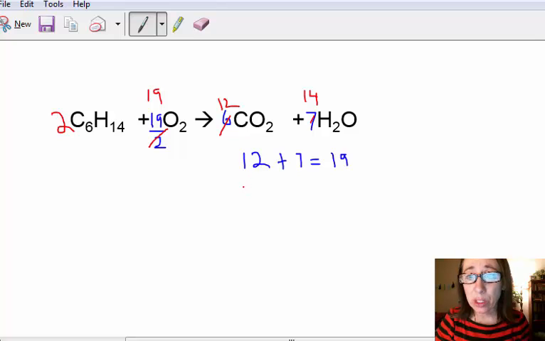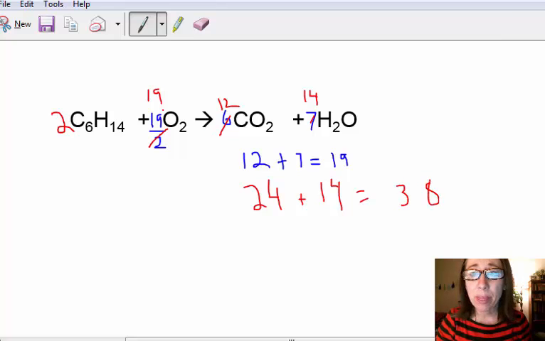Now let's look at my oxygens. I now have 24 oxygens from carbon dioxide, and I have 14 from my water. And so that gives me a total of 38, and 19 times 2 is 38. So the chemical equation is balanced.